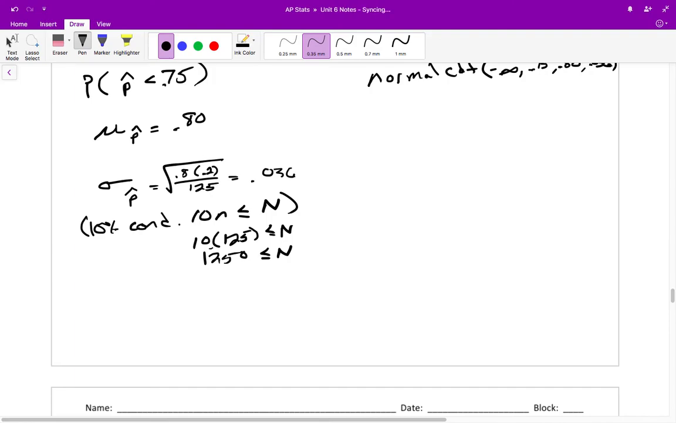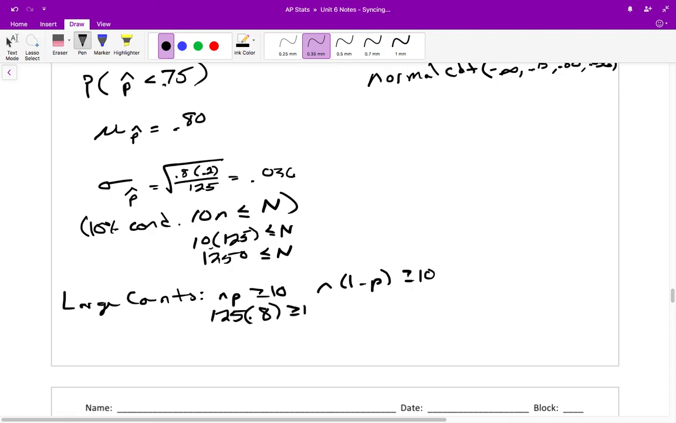Okay, so next thing we're going to check to see is the large counts condition. The reason why we are checking the large counts condition is that we want to see if this would be considered approximately normal. Now, to check large counts, remember there are two that you have to check. Is n times p greater than or equal to 10, and is n times 1 minus p greater than or equal to 10? So, for n times p, that's 125 multiplied by 0.8.